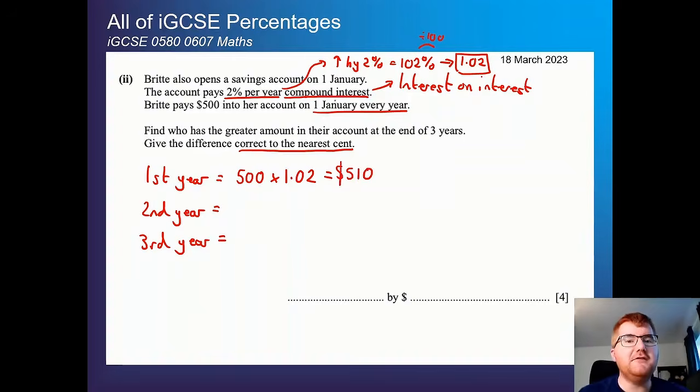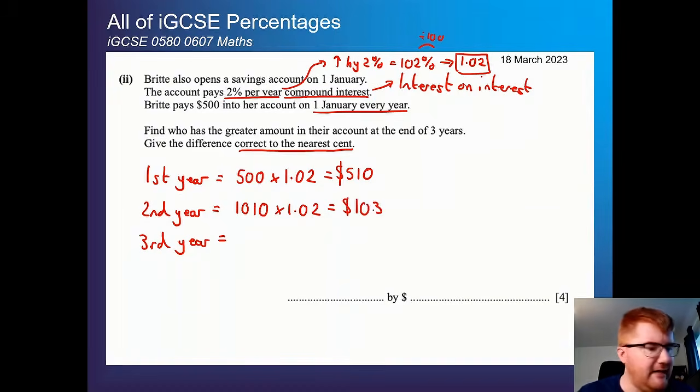$510. Now we have to read the question carefully. So she pays in 500 into her account every year. So for the second year, we're going to have 510 from the last year. We're going to have 500 from this year. That gives us 1,010, and we're going to times it by 1.02 again. Having this structured approach makes it much easier for the examiner to give you all the marks. So we times that by 1.02. This time we get 1,030.20. Then the third year, again, we add another 500.